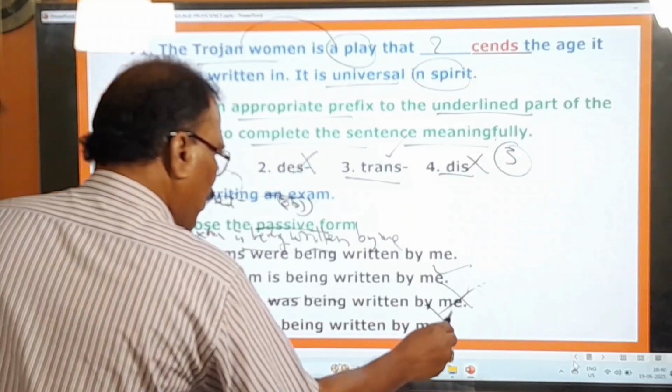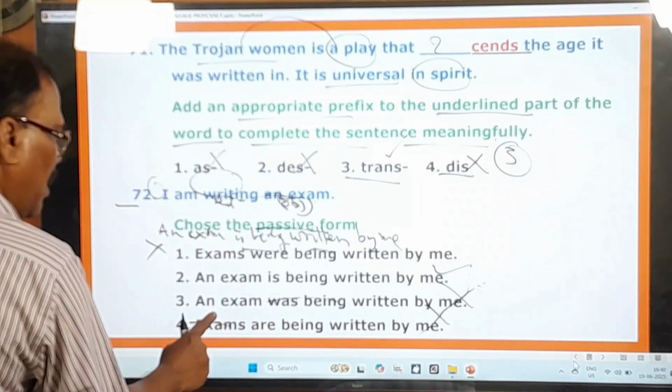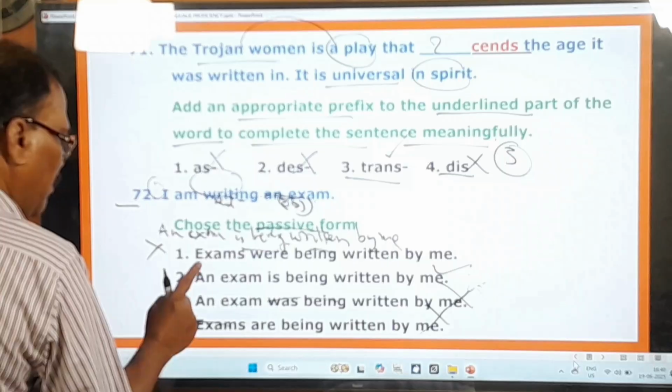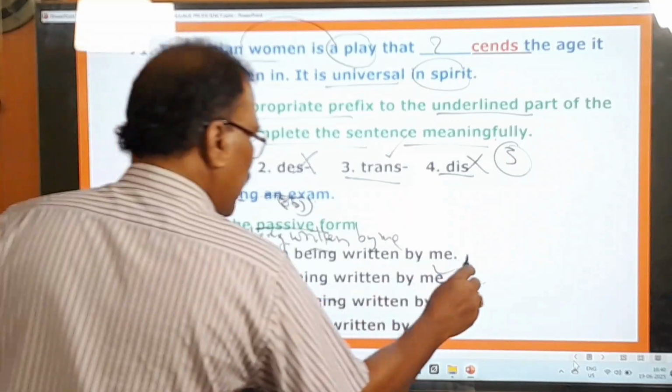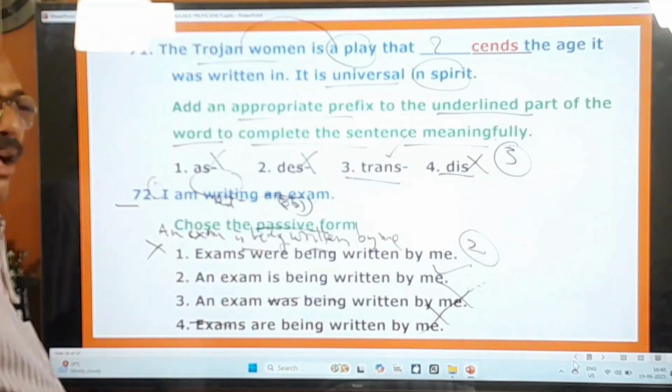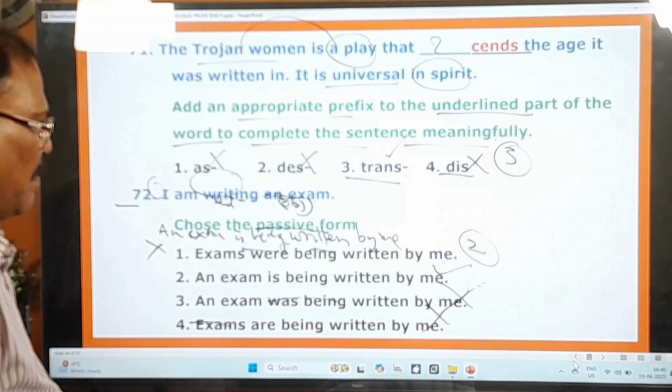Exams are being written, no. It is only an exam, not exams. So first one, third one, fourth one are gone. Only the second one is the right one. And now you move on to other questions.